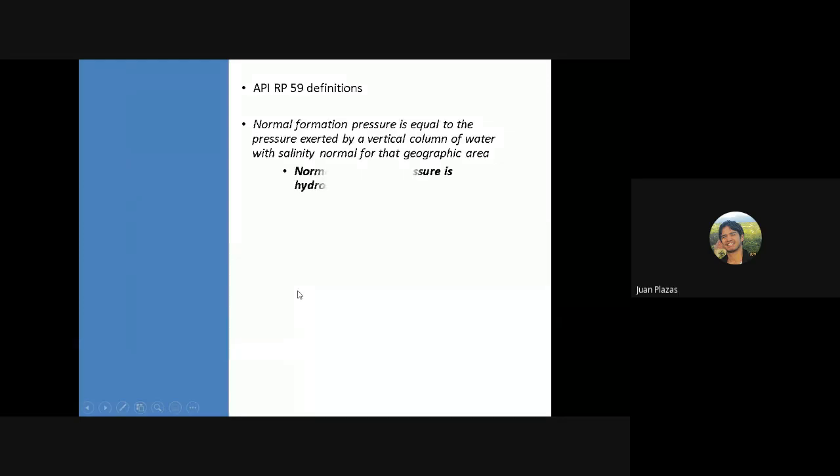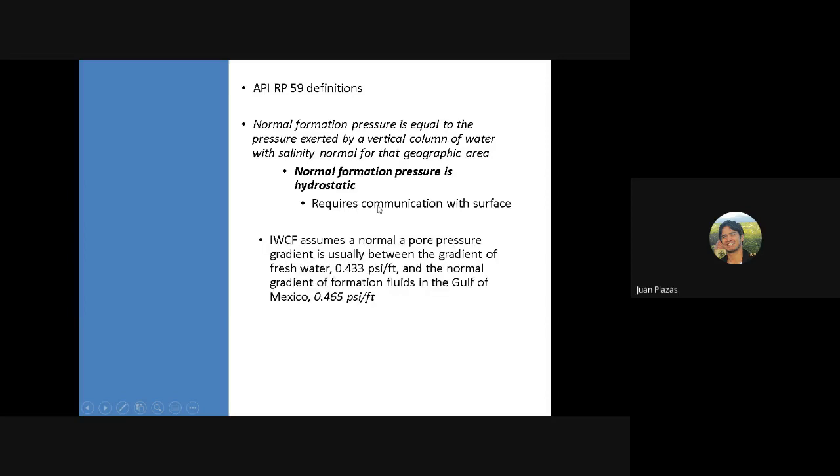Some definitions: API defines normal formation pressure as the pressure equal to the pressure exerted by a vertical column of water with salinity normal for the geographic area. When I say normal for the geographic area, it means that in different areas in the world we could have different salinities, and therefore different formation pore pressure. Formation pore pressure can be different in the Gulf of Mexico, in Australia, in the Middle East, the North Sea, China. So why can it be different? Because salinity could be different for that geographic area. Normal formation pressure is hydrostatic pressure of water, which requires communication with the surface for sure.